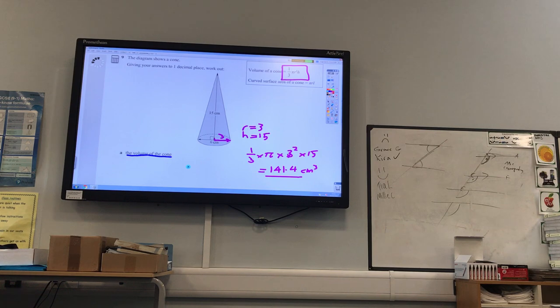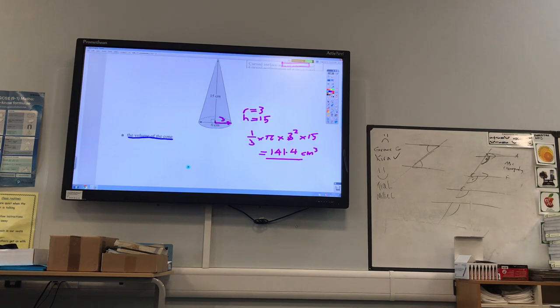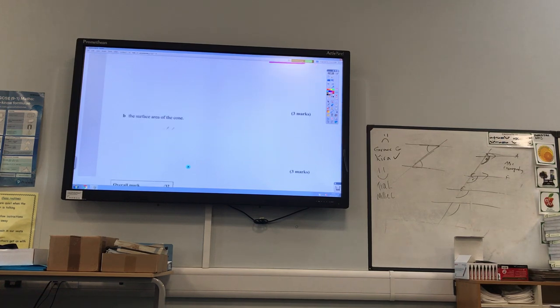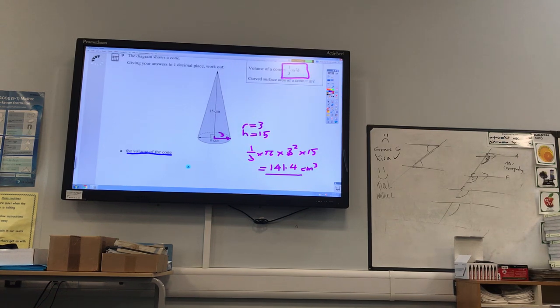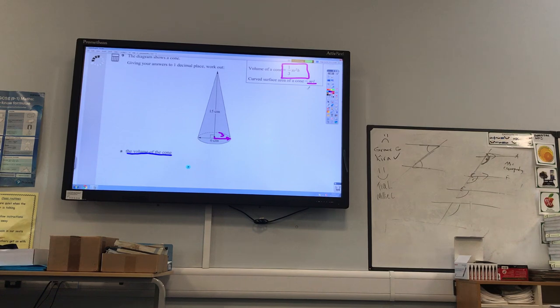The next one, one person got very close, no one else got right. It was the surface area of the cone. Surface area is a bit different. Now, for surface area, there's a formula given to you at the top of the page, and it says curved surface area is pi R L. Now, pi we know, it's just a number on a calculator, R we know is 3, the L is not 15.